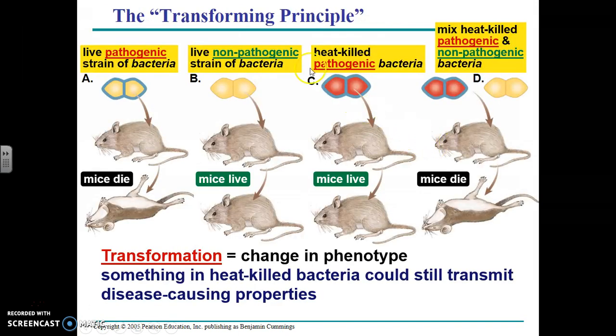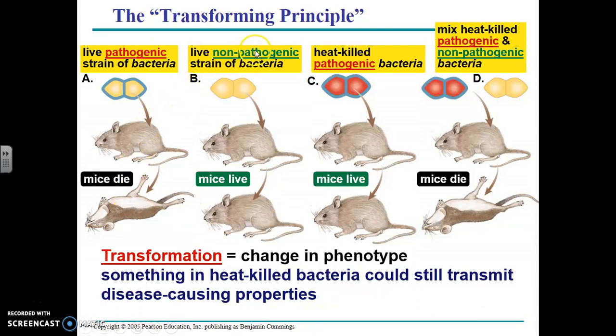So A and B were control tests, because they knew what should happen, and they just wanted to make sure it occurred. So he first injected S strain, which is the pathogenic bacteria, into the mouse, and poor little mouse, he died. So that was a control test, and it proved that the experiment was working because they knew that S should kill the mice, and the mice died.